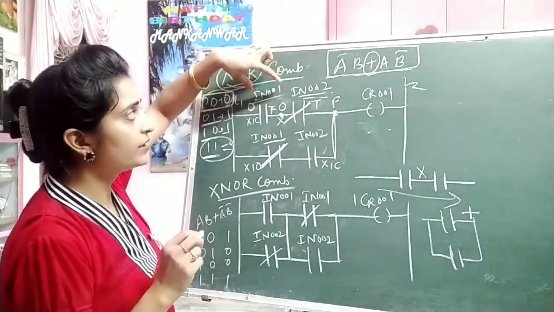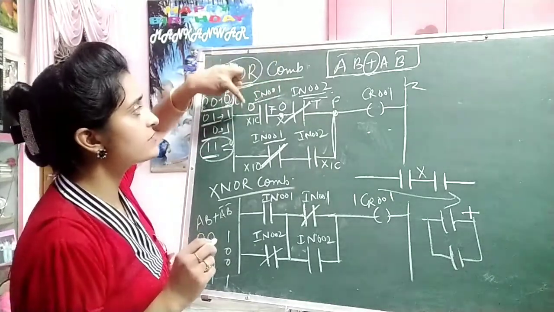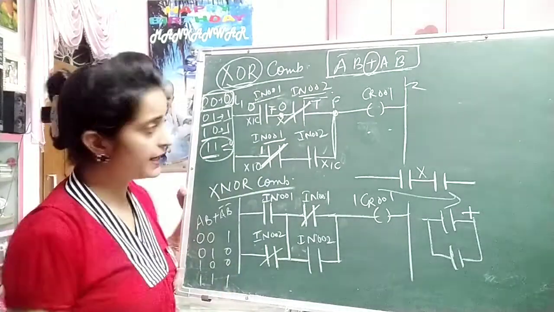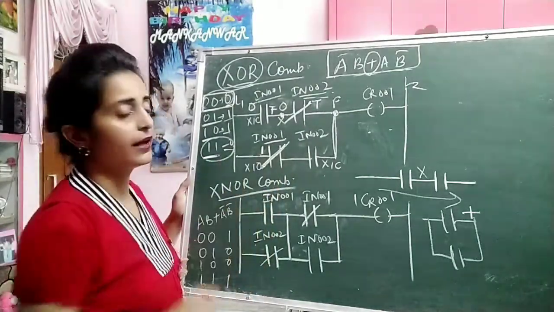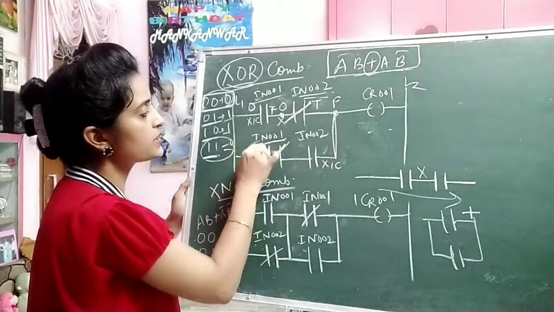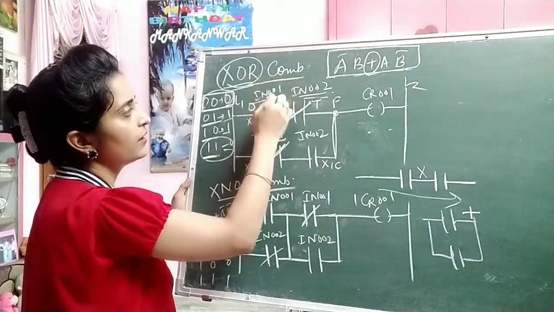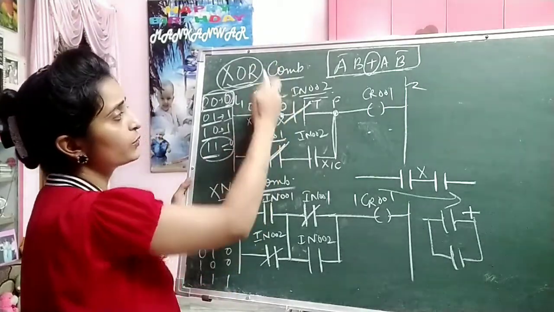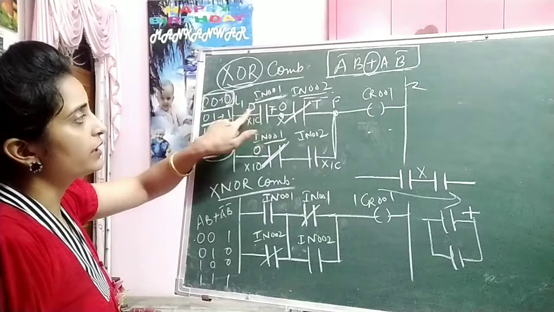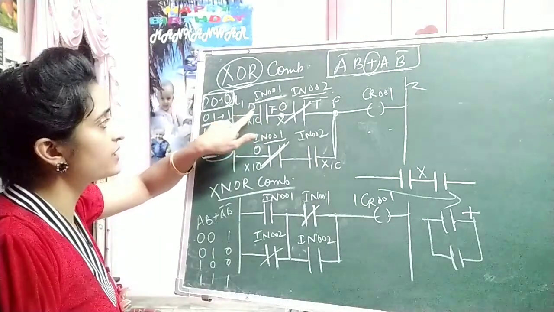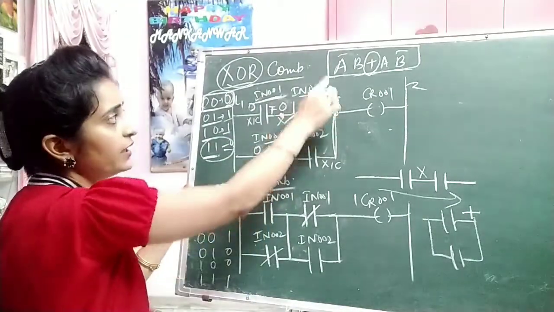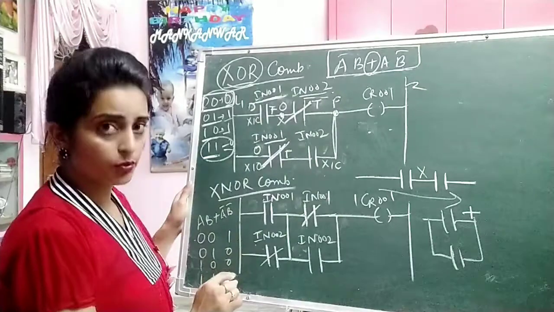So whenever this IN001 is 0, then its opposite will be 1 here, and if 1 is provided at this input, then it will also be 0, because IN001 is the switch that we are connecting here. If we close the switch, then its output will be true, and if the switch is open, its output will be false. Similarly, IN002 is getting 0 at the input side.